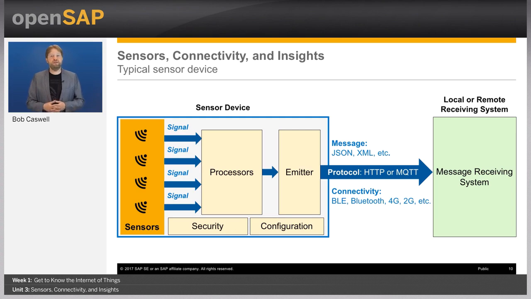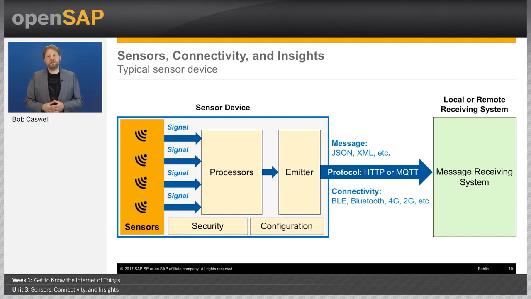And then the emitter will send the message to remote or local systems using HTTP or MQTT, which is a lightweight messaging protocol for small sensors and mobile devices. And then the sensor device connects with these systems via standard connectivity methods like Bluetooth, Bluetooth Low Energy, 4G, 2G, and others. And finally, the sensor device needs some security and configuration components to enable different security settings.